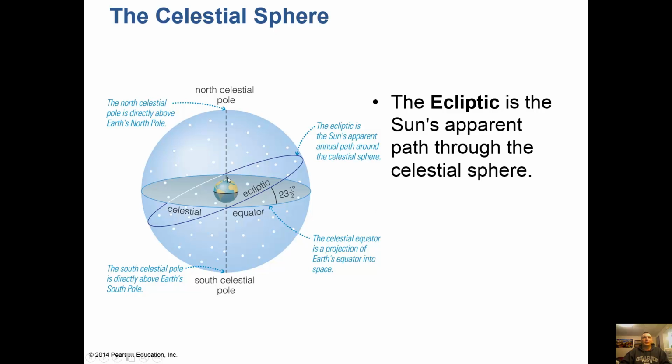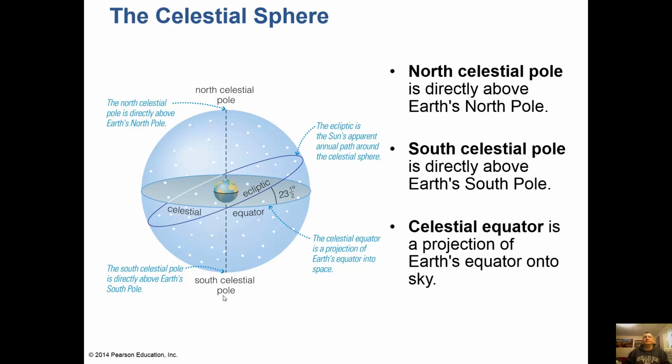Just like we have a North Pole and a South Pole on the Earth, we also have a North Celestial Pole and a South Celestial Pole on the celestial sphere. We also have an equator on the celestial sphere, and this is simply the equator of the Earth projected out into space.